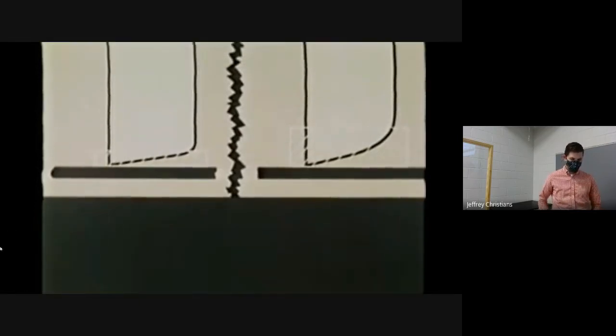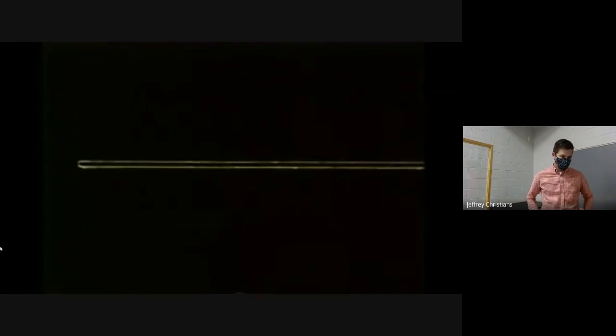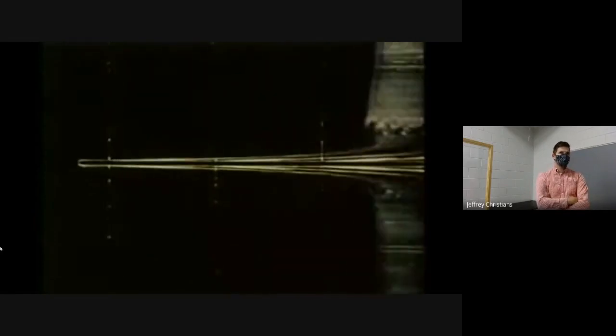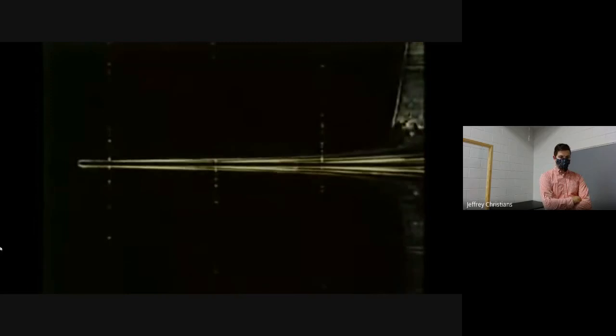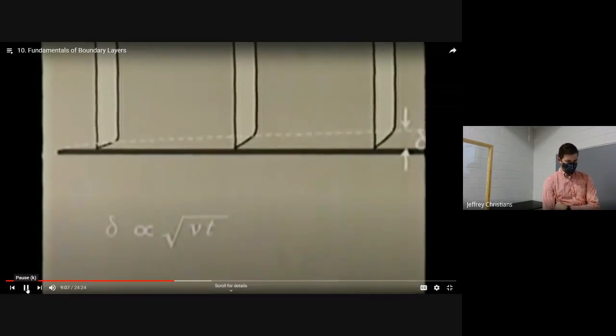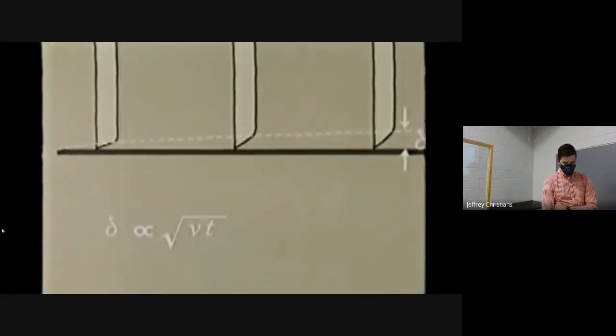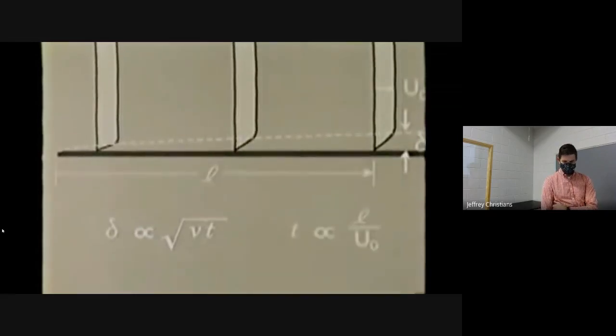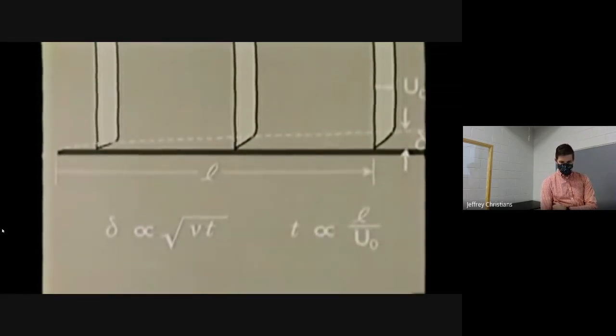Vorticity has the duration of height. We can relate the factors controlling the growth process in the following simplified manner. The diffusion rate delta increases as the square root of the product of the kinematic viscosity and the time of diffusion increases. Using L as the distance from the leading edge, the diffusion time is proportional to L divided by free stream velocity U0. We combine.